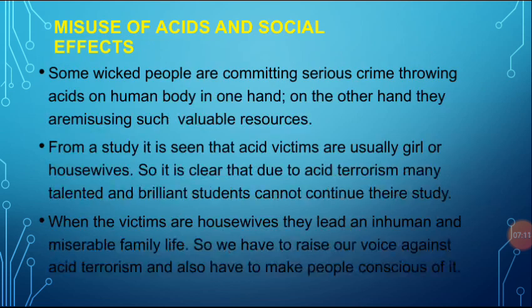Now I am talking about misuse of acids and social effects. Some wicked people are committing serious crime throwing acids on human bodies. On the one hand, they are committing crime, and on the other hand, they are misusing such valuable resources. From a study, it is seen that acid victims are mostly girls or housewives.